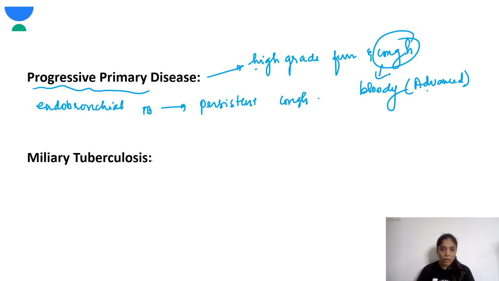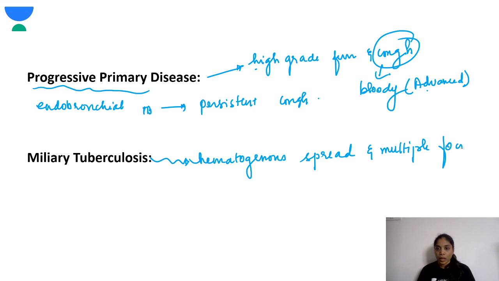So how is miliary tuberculosis happening? This happens because of hematogenous spread, and there will be multiple foci. I told you there is an infected lymph node because of which there is spread of the foci to various parts of the body, and when your immunity is suppressed, these foci which were latent will get activated, right? So this is common in infants and young children.